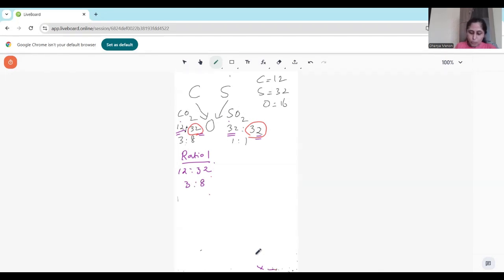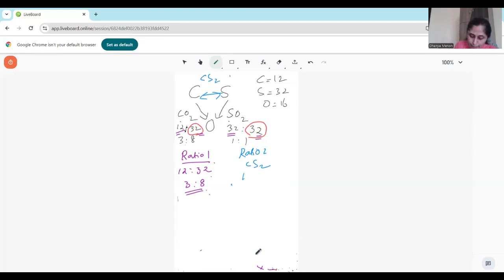So this is my ratio number 1. Now this particular ratio bears a simple whole number ratio when the elements themselves directly combine. So that is, when they directly combine, it is CS2. That is ratio number 2, when carbon and sulfur directly combine. What ratio they give, that's ratio number 2.